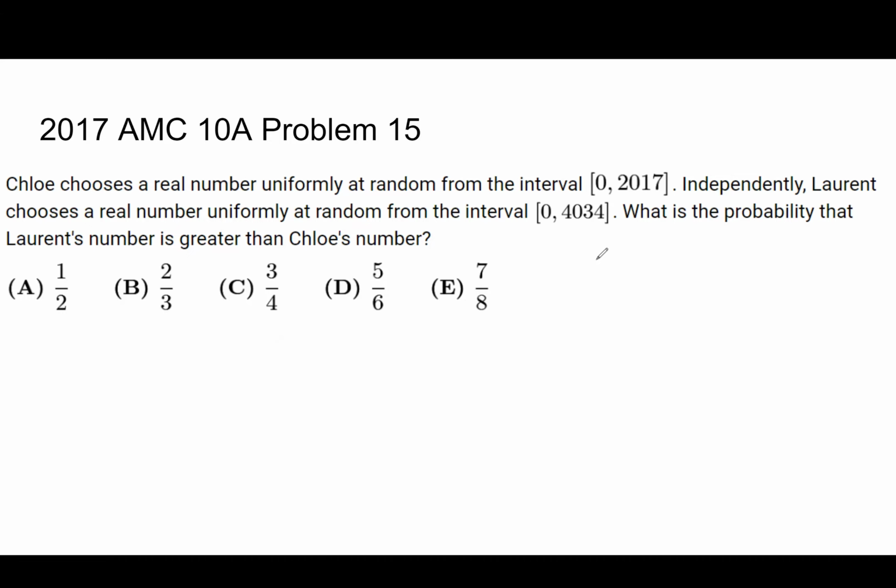By the way, when it says from the interval 0 to 2017, it means a random number between 0 and 2017, including 0 and 2017.